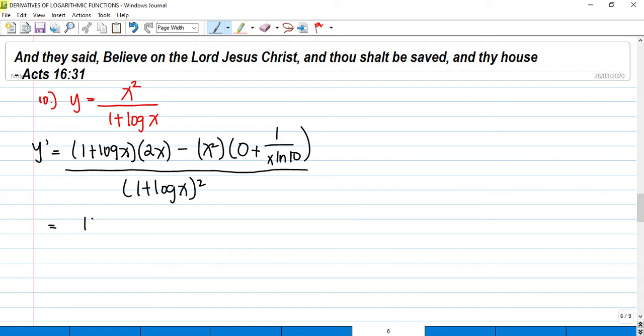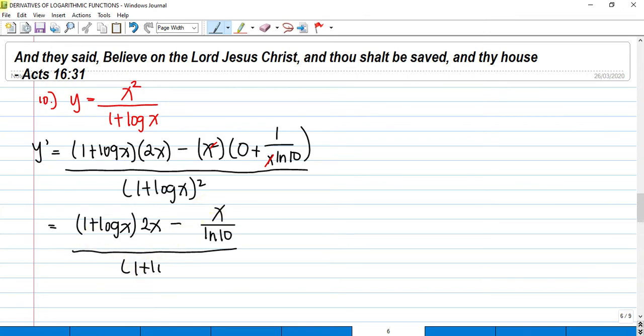So we have 1 plus log of x. I ought not to distribute 2x. Okay. So we have x squared multiplied by 1 over x ln 10. So obviously, this would cancel. So we have here for our second term as answer x over ln of 10, over 1 plus log of x squared. So that is our answer for this problem.